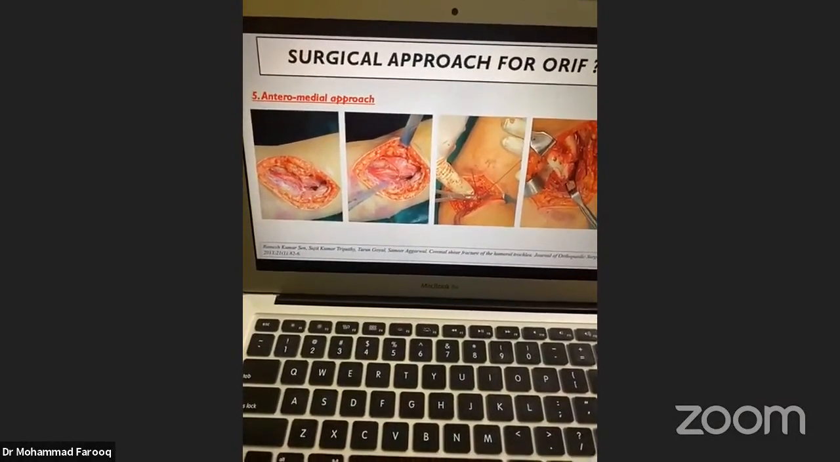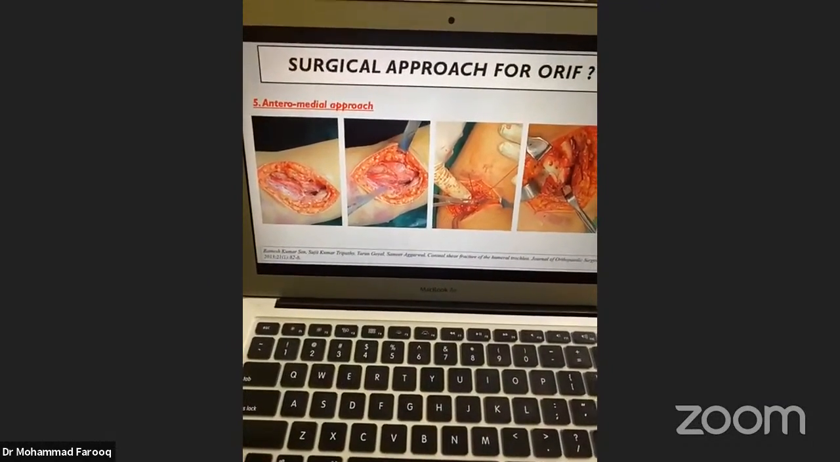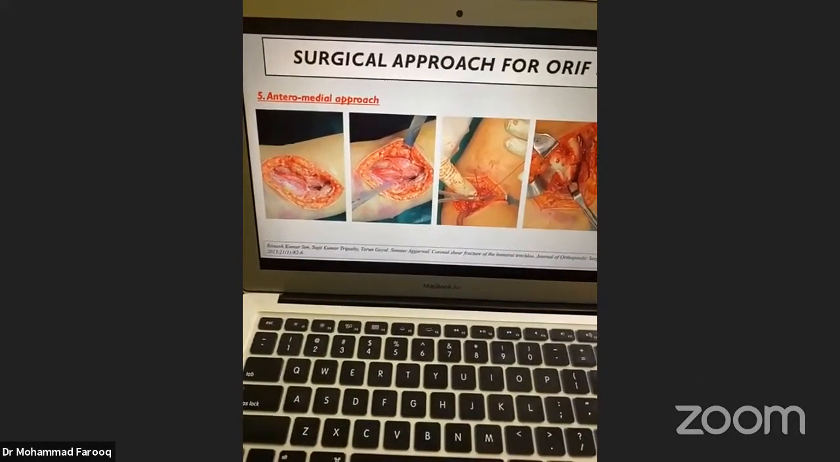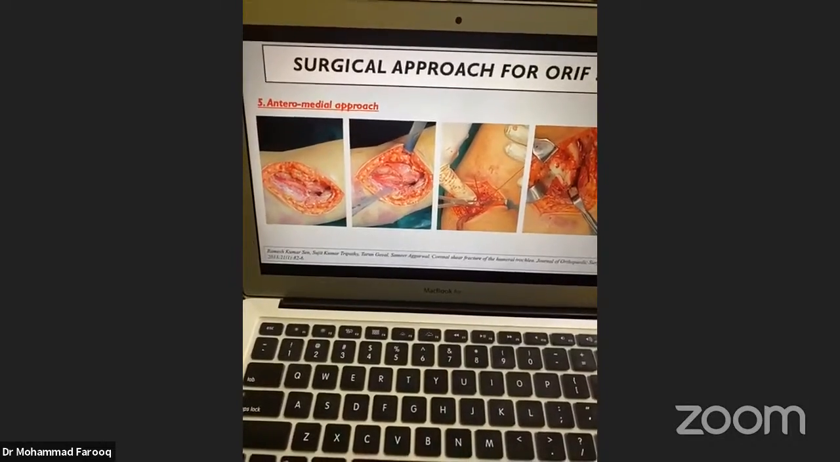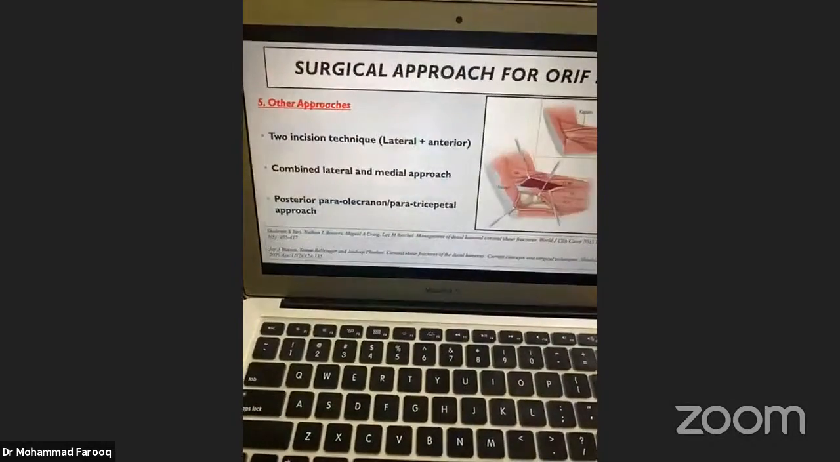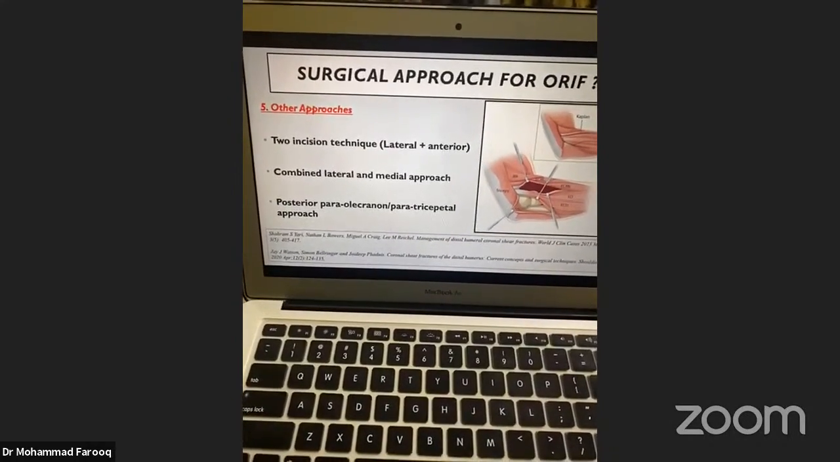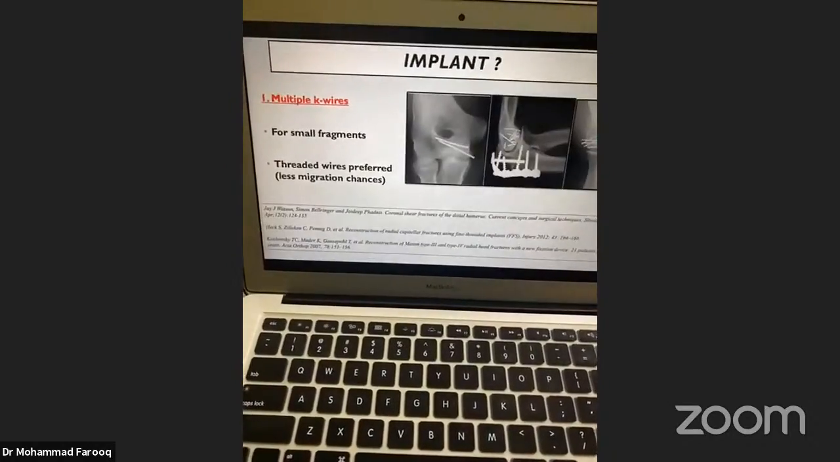This is an intermediate approach wherein we have an interval between triceps and brachialis proximally and pronator teres and brachialis distally. And we can have an excellent view of the trochlea, and it can be fixed with headless screws. Other approaches have also been described, wherein surgeons have used two incision techniques. They have combined medial and lateral approaches.